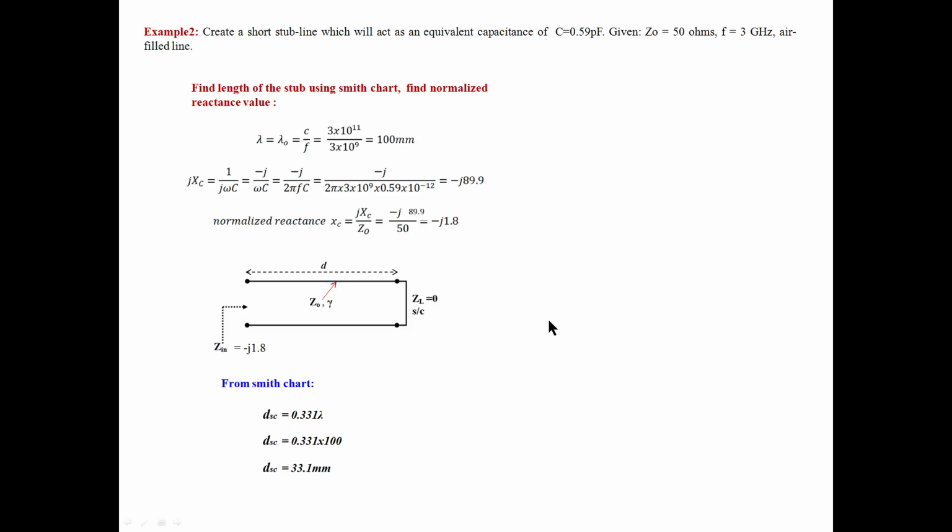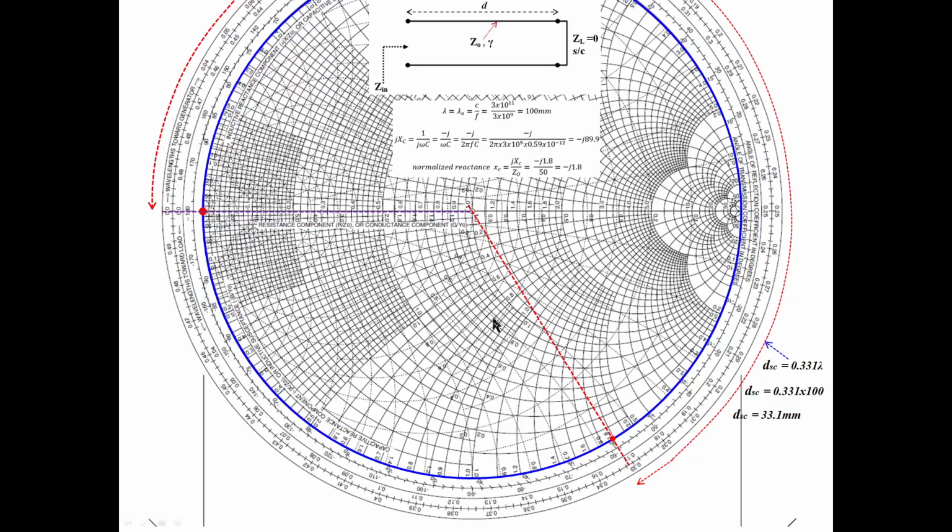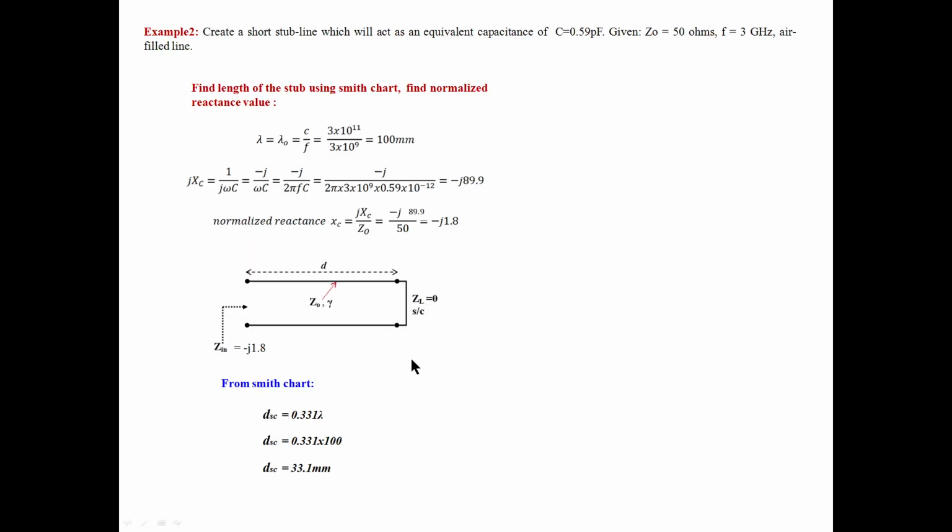In the next sections we will see how to physically implement that. Here we are calculating a length, how to get a particular value of component values. This is about short circuited stubs. Like this you can implement any value of inductor or capacitor using stubs. This is the short circuited stub length.